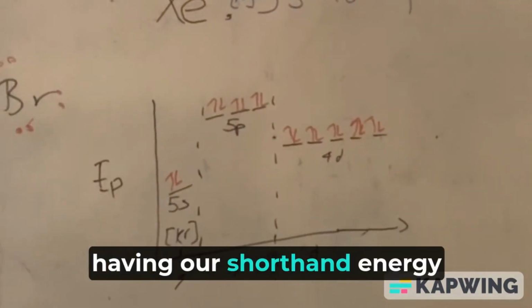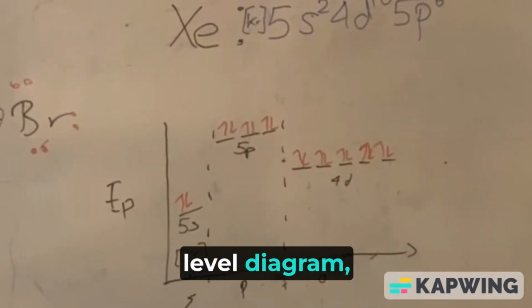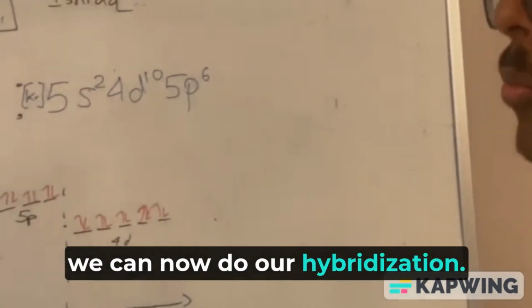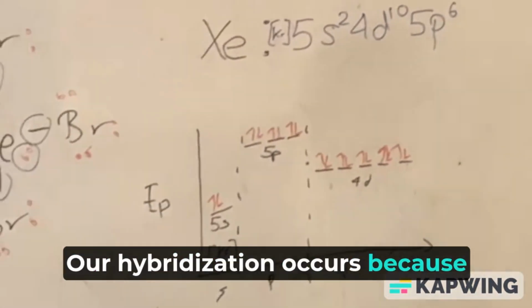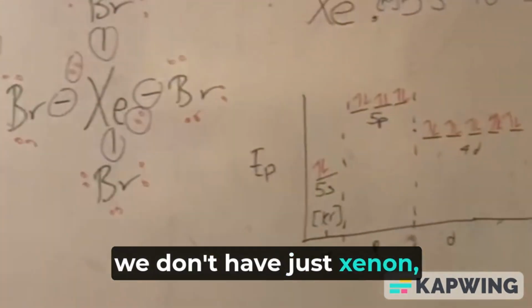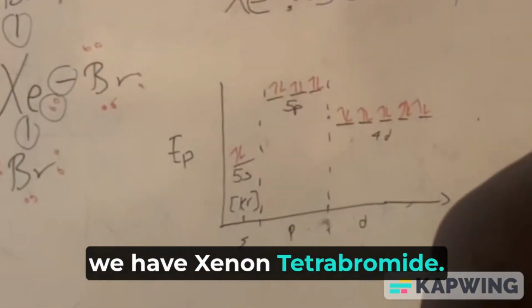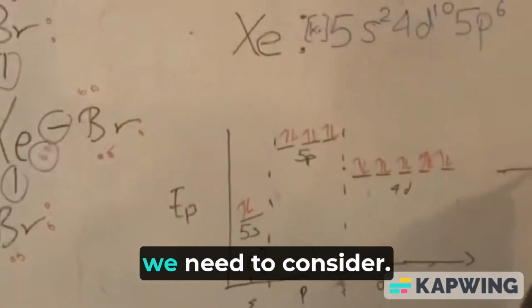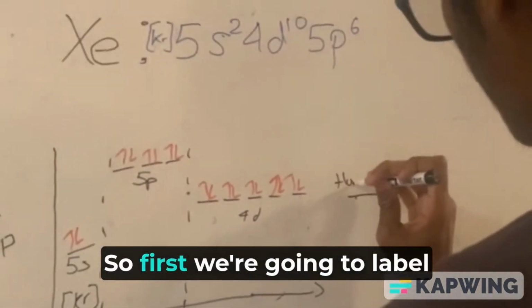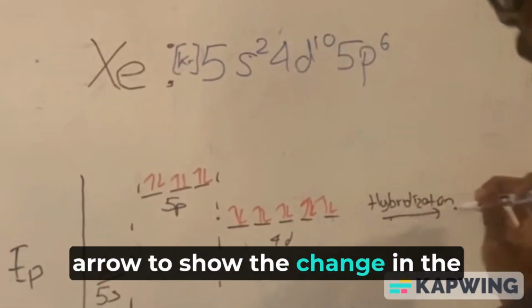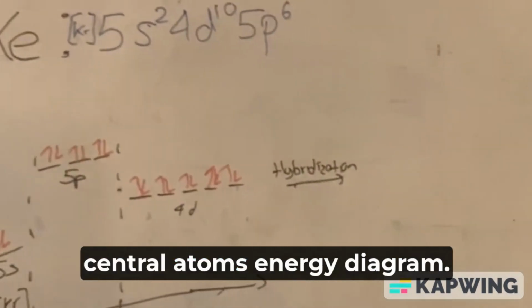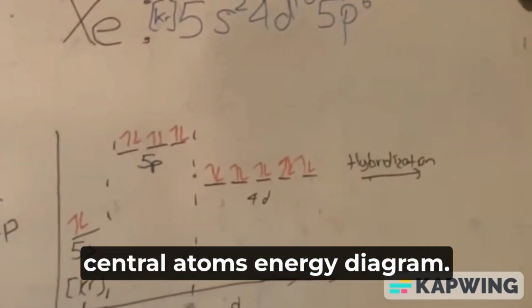Now having our shorthand energy level diagram, we can do our hybridization. Our hybridization occurs because we don't have just xenon, we have xenon tetrabromide, so there are bonds we need to consider. So first we're going to label our hybridization by showing an arrow to show the change in the central atom's energy diagram.